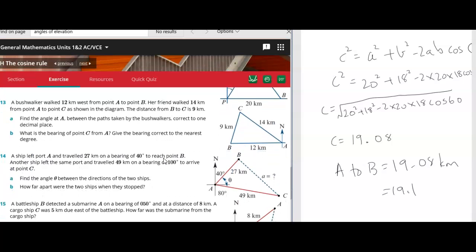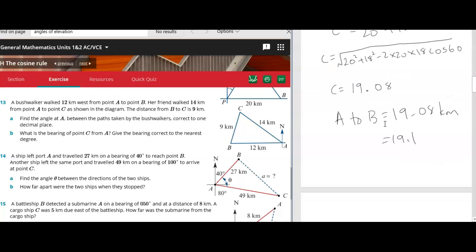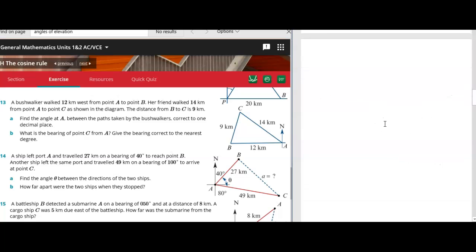A bushwalker walked 12 kilometres west from point A to point B. Okay, so remember when we're drawing a diagram, actually, is this a diagram? I think it is. Okay, so they've already drawn a diagram for us. So the bushwalker walked 12 kilometres west, starting here at A, over there to B. Her friend walked 14 kilometres from point A to C, as shown in the diagram. The distance from B to C is 9. Good. Find the angle at A. So we're looking for this angle here between the paths taken by the bushwalkers, correct to 1 decimal place.